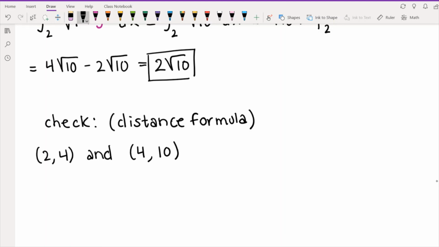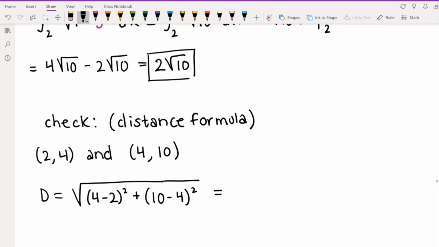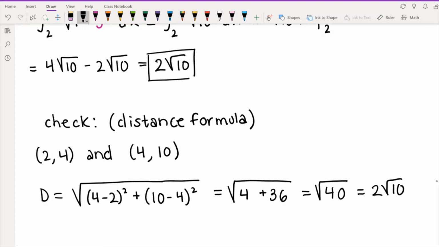And so how does the distance formula work? Well, you take the square root of, and you subtract your 2 x coordinates, so 4 minus 2 squared, and then you subtract your 2 y coordinates, so 10 minus 4 squared. So this would be the square root of 2 squared, so that's 4, and then 6 squared, which is 36. And so we get square root of 40, which can also be written as square root of 4 times square root of 10, or 2 root 10. And that's exactly the same as what we got. So that's good. I'm glad they agreed.